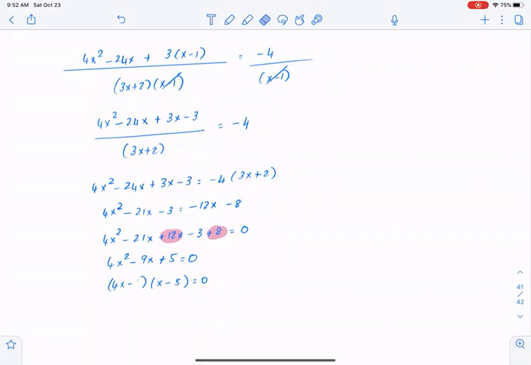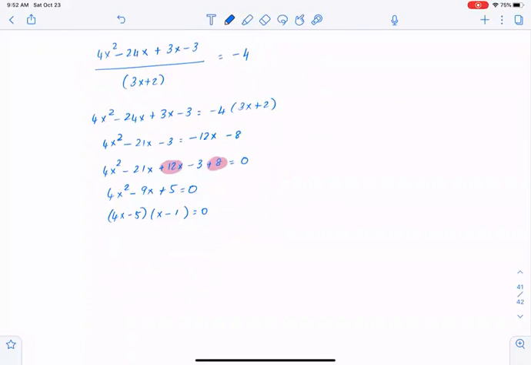It is actually 4x minus 5 and x minus 1. If you FOIL, you will see that it would equal 4x squared minus 9x plus 5. Since we have two factors, we set each factor equal to 0.